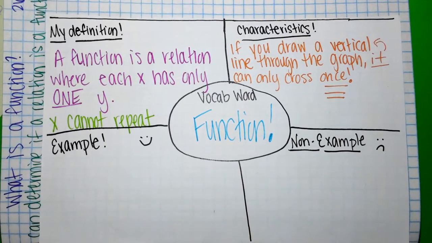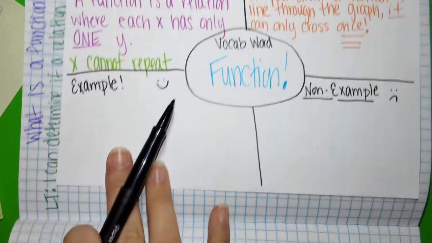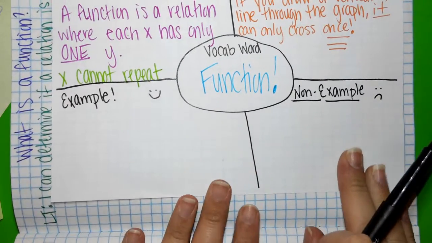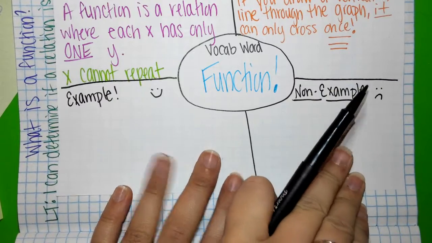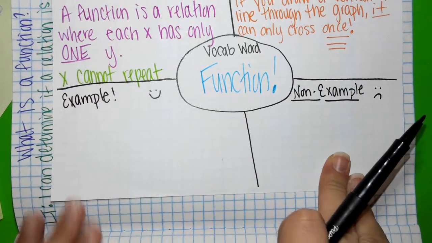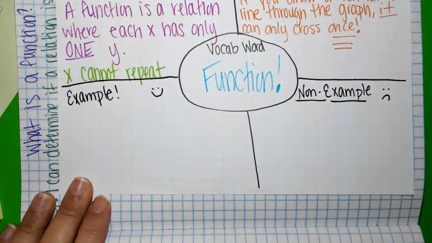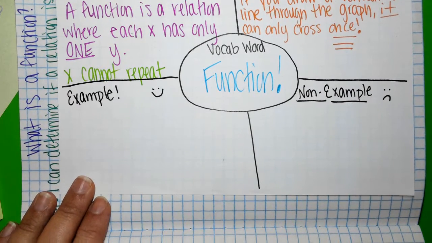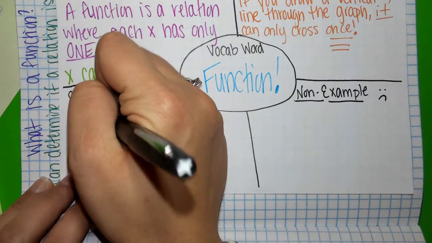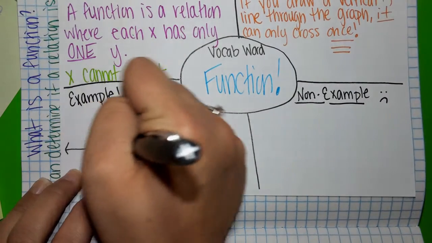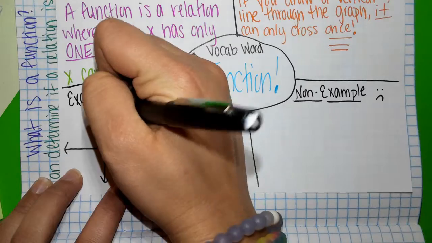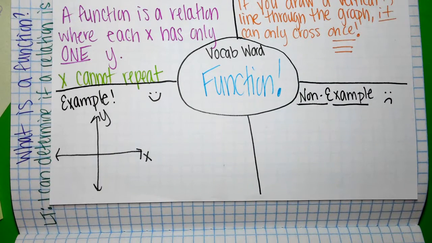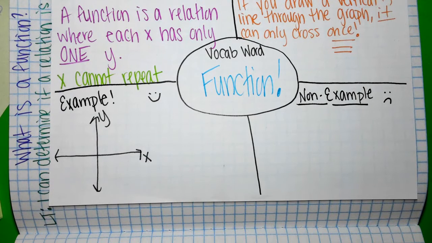Alright, ready? Alright, so we're going to write some examples of what a function is and some non-examples, or what if it's not a function. So our first example that we're going to do, take one of your colors, and you're going to draw an X and a Y axis. So this is what it looks like on a graph, and label it X and Y.